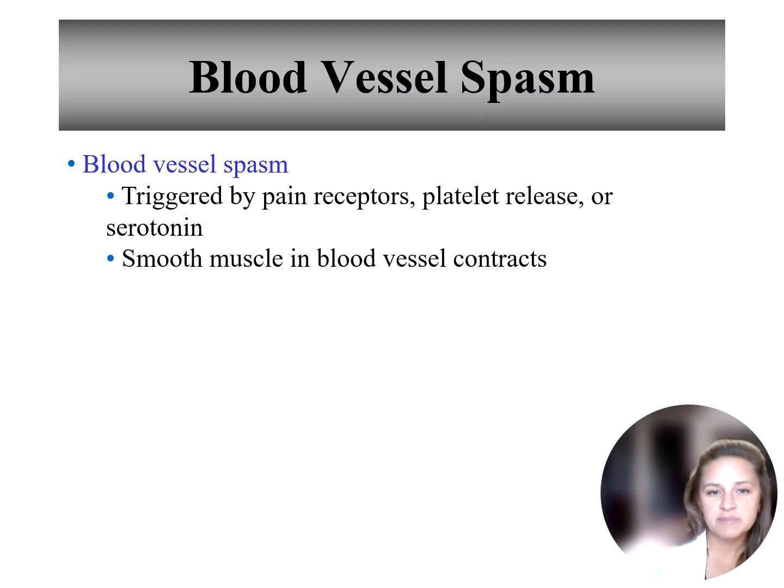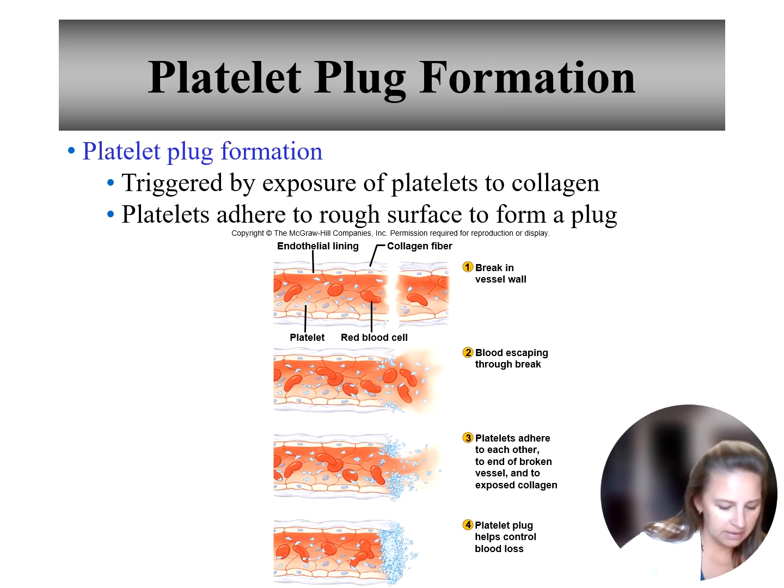So the blood vessel spasm is triggered by pain receptors, platelet release, or serotonin, and the smooth muscle in the blood vessel contracts. So this is showing the platelet plug formation. This is triggered by exposure of platelets to collagen. Platelets adhere to a rough surface to form a plug.